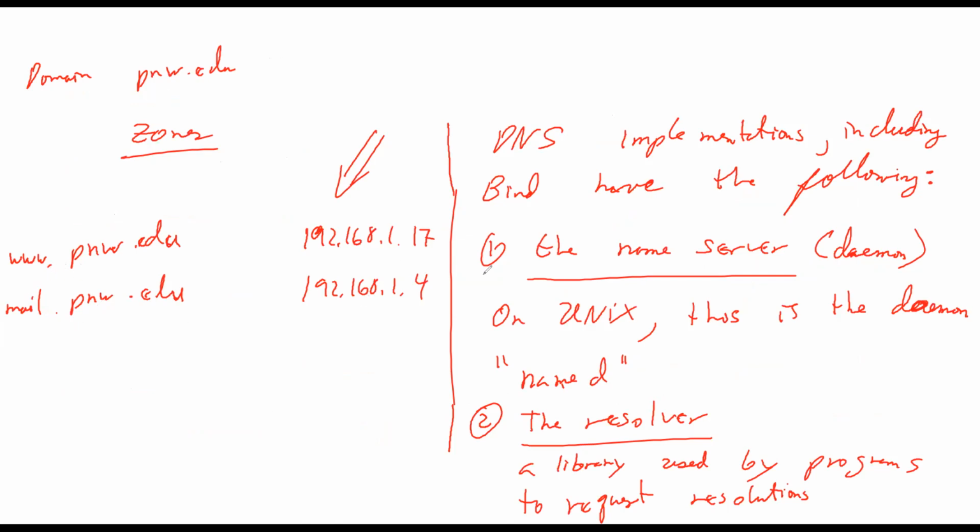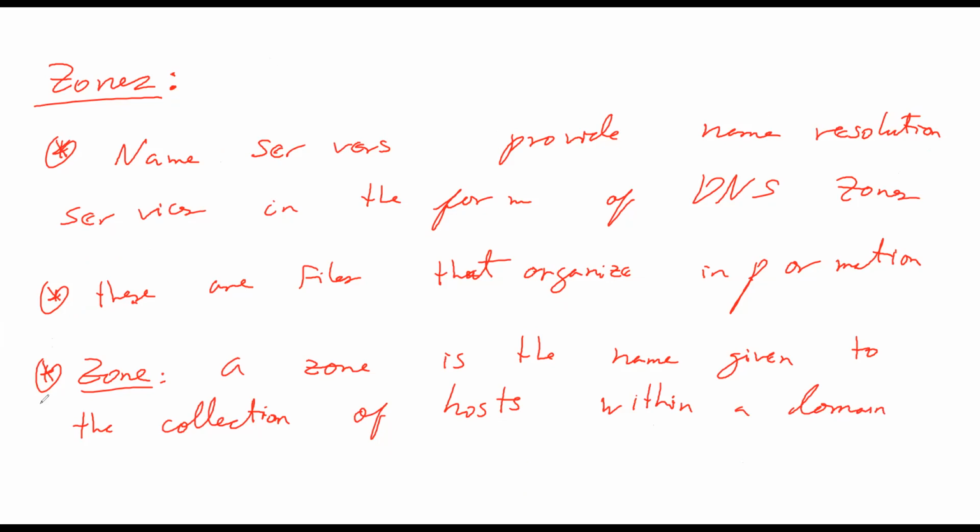www, which is the web server, and mail, which is the email server. And of course, you can have several more. You can have the DNS server. You can have all kinds of things, whatever servers you have available in your network, database, etc. So a zone is the name given to the collection of hosts within a domain. Okay, and that's basically the idea there.